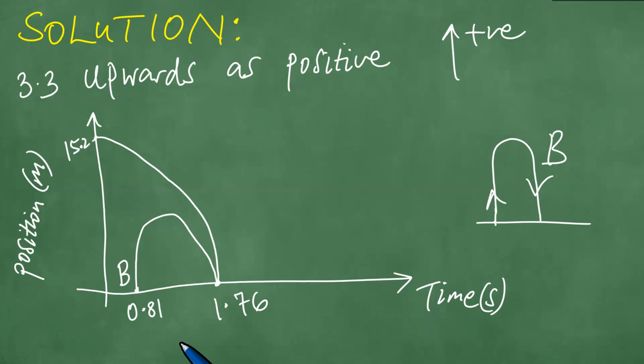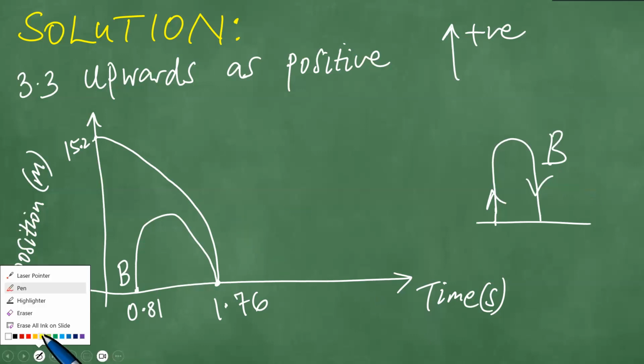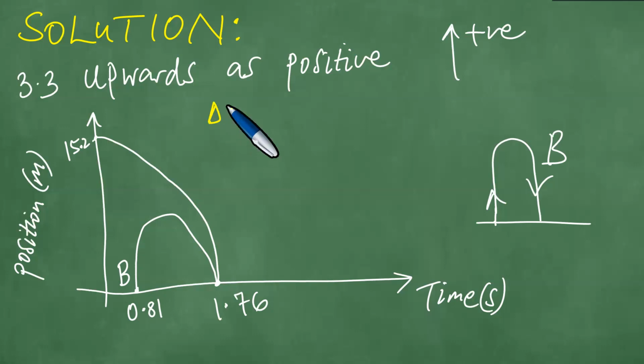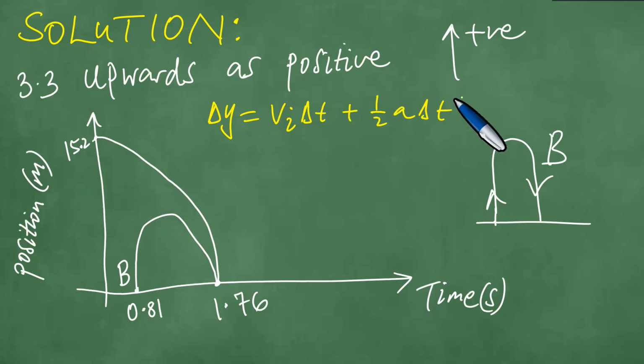But when A was dropped, its position started decreasing, and it decreased with time. It changed with time like that. Right, so I want us to look at this carefully and try to make sense of this. Because we already said delta y is v_i delta t plus 1/2 a delta t squared, like this.